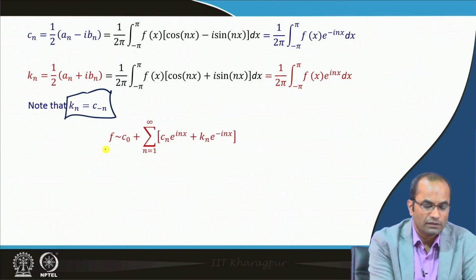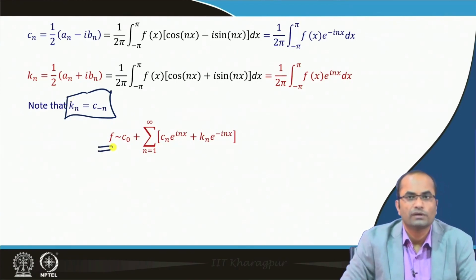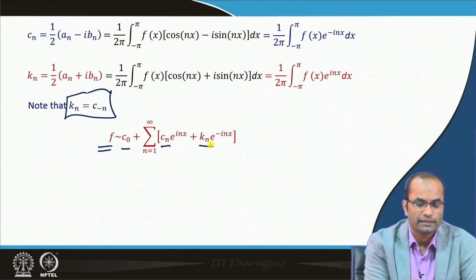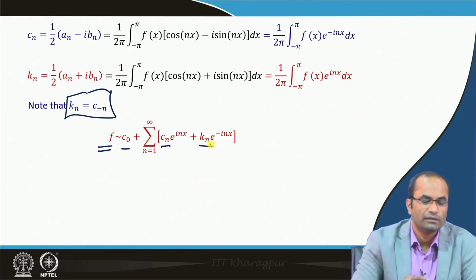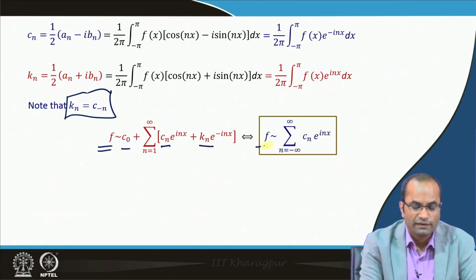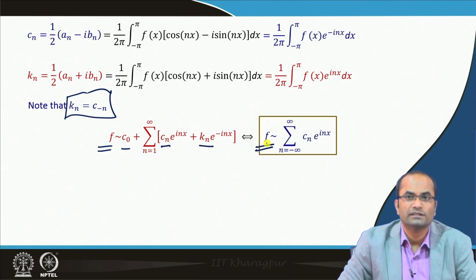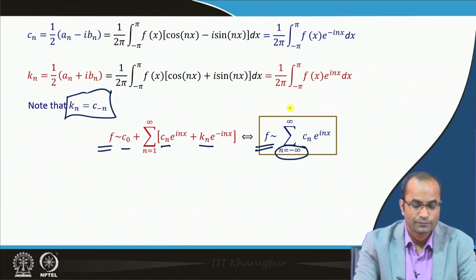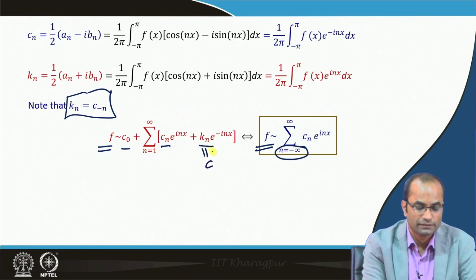Having this, now again we are getting back to the Fourier series. The Fourier series is c_0, then c_n, and then k_n here. The k_n can be replaced by c_minus n. Then f can be represented in a compact form, having this summation from minus infinity to plus infinity, because this k_n is nothing but c_minus n.